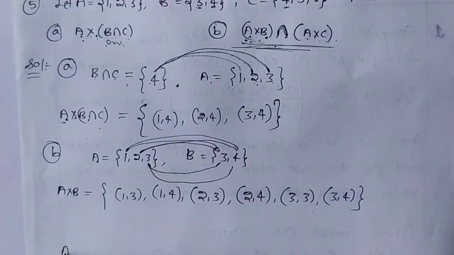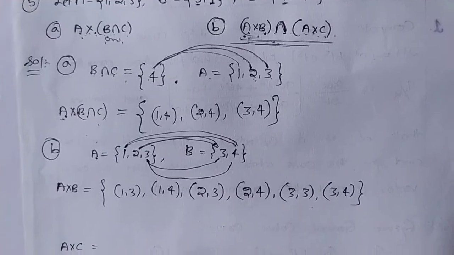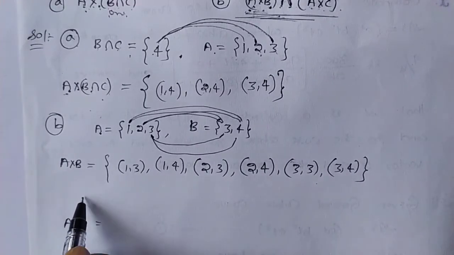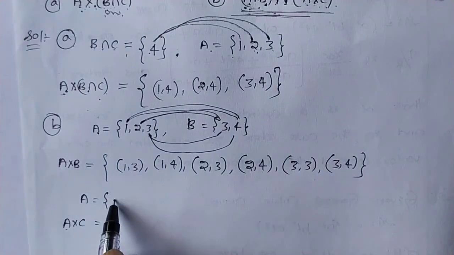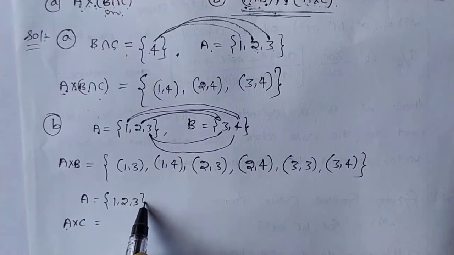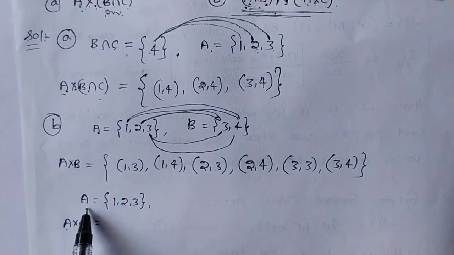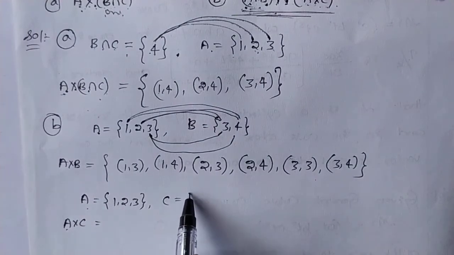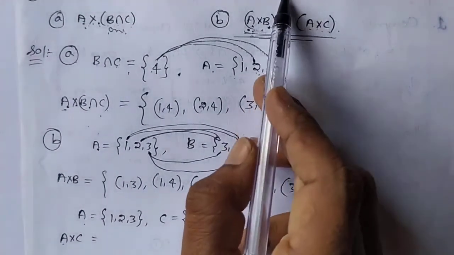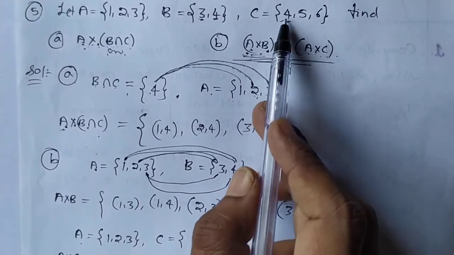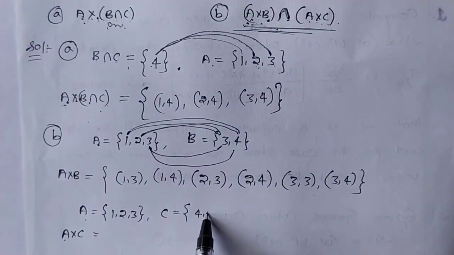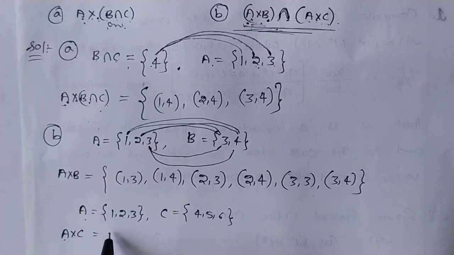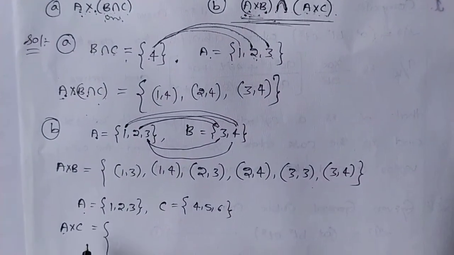Now let us find out A cross C. Write down the sets once again. Set A is {1, 2, 3}, as given in the problem. Set C is {4, 5, 6}. Now find out the Cartesian product of A cross C.